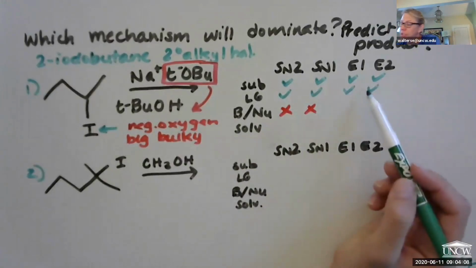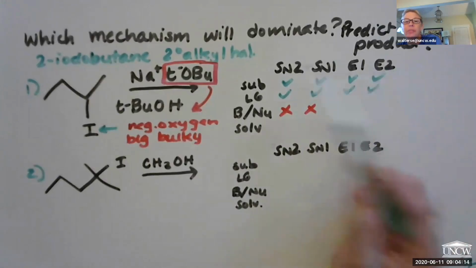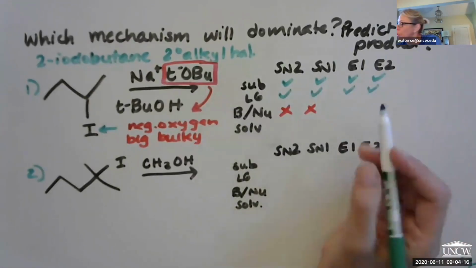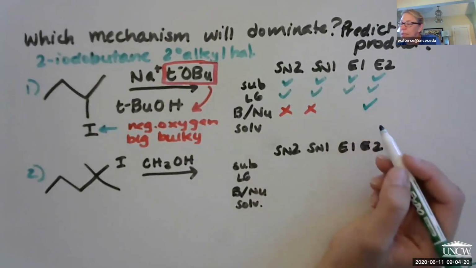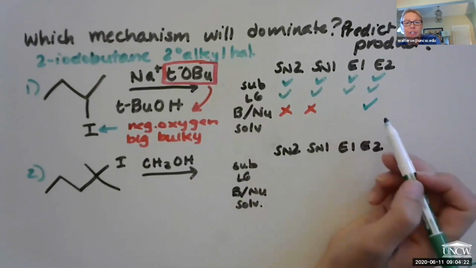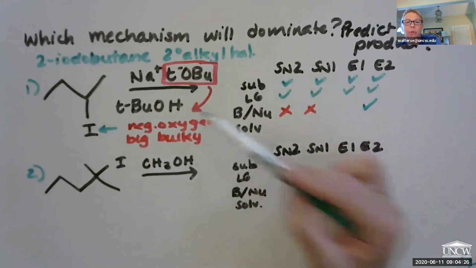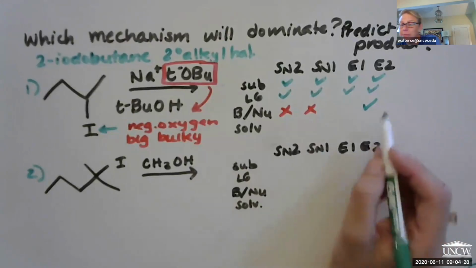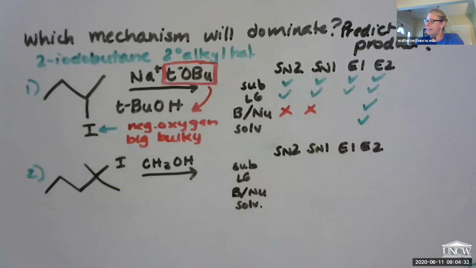If you want to ensure that you go by an E2 reaction, then you use a strong base, not a weak base. So this is leading you towards E2 elimination. And then your solvent is polar protic, and eliminations really aren't picky about solvents anyway. So that supports an E2 mechanism.